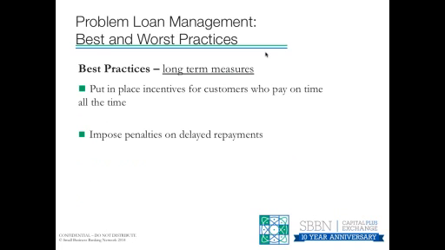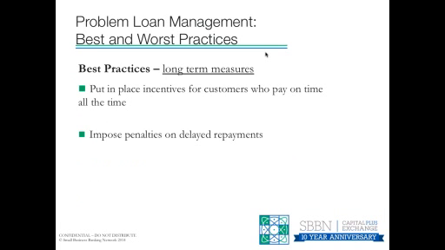Yeah, that is very good. So thank you for that. Now more on the long-term measures. It is also very good to put in place incentives for customers who pay on time all the time, and to impose penalties on delayed repayments at the same time.